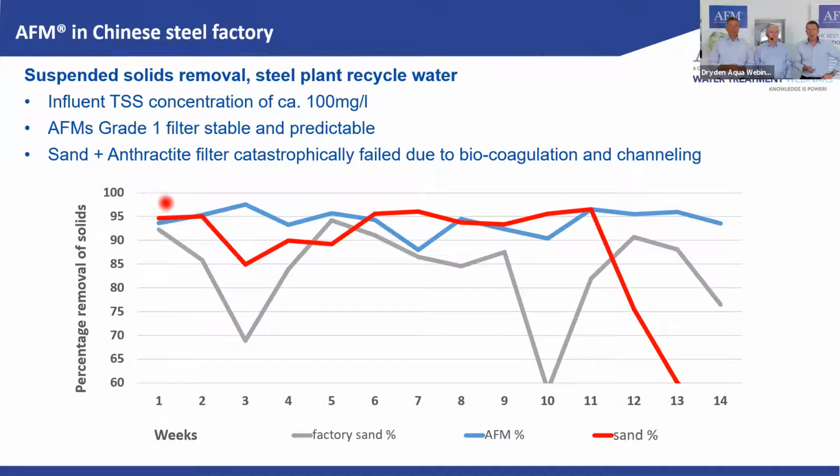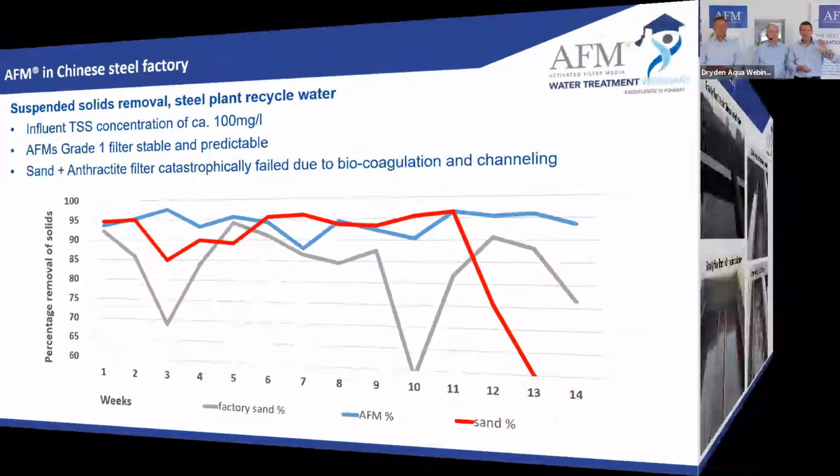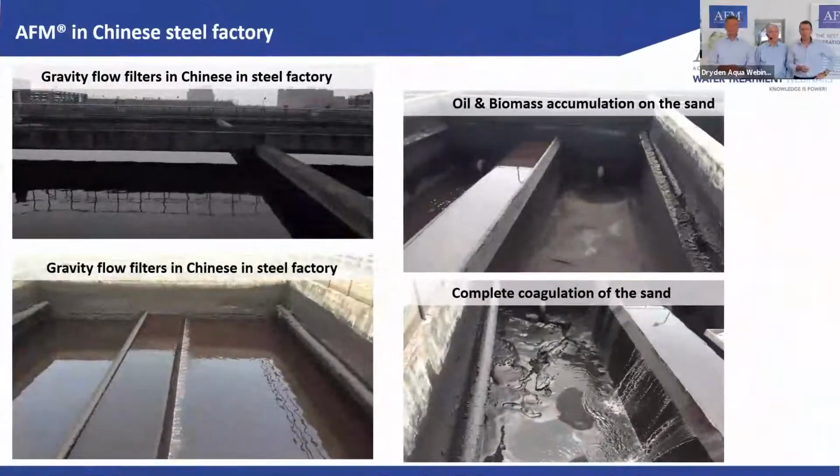You can see that the performance of AFM is relatively stable at about 95% removal rate over that quarter, basically 14 weeks. You see the performance of fresh sand that was brought in, also relatively good until it completely collapses at some point. Completely fails. So very inconsistent already. Also, one thing to mention, the combination of sand and anthracite is not really a good idea when it comes to removing oil.